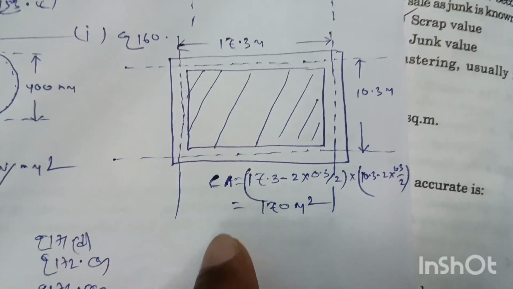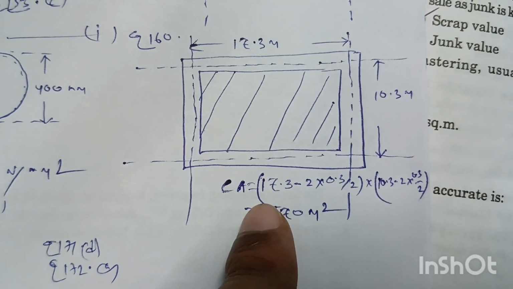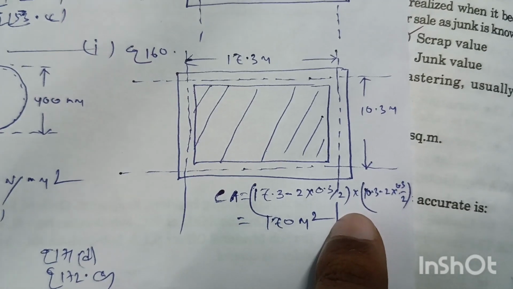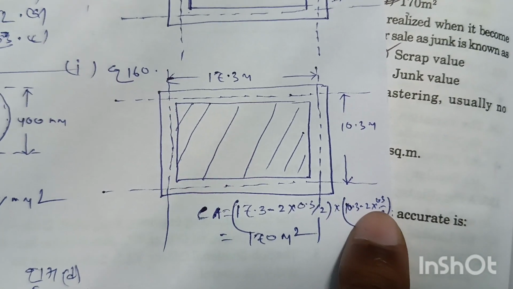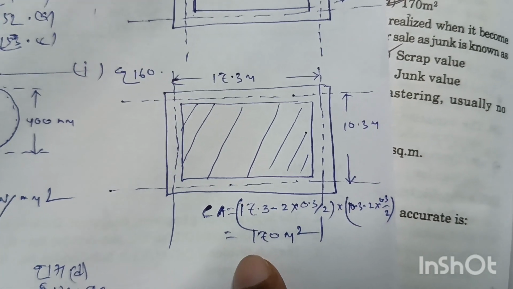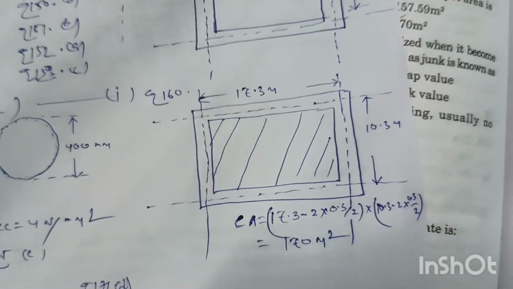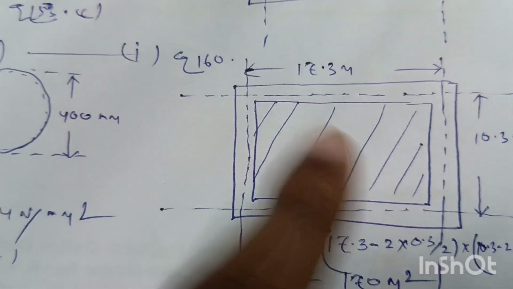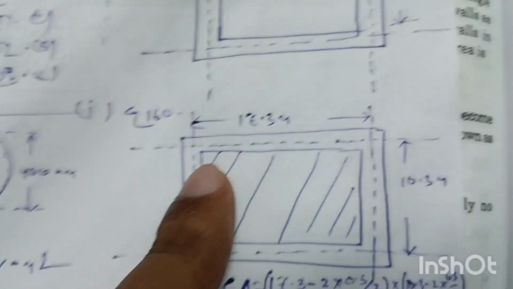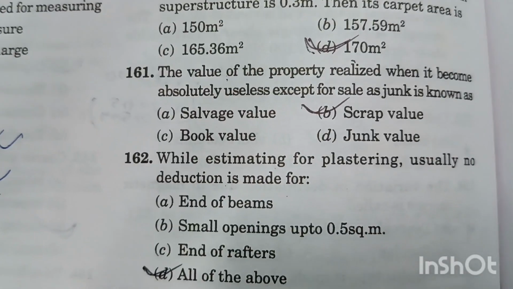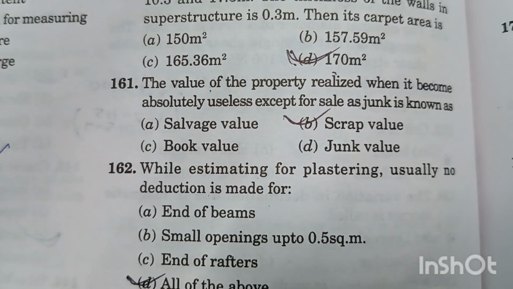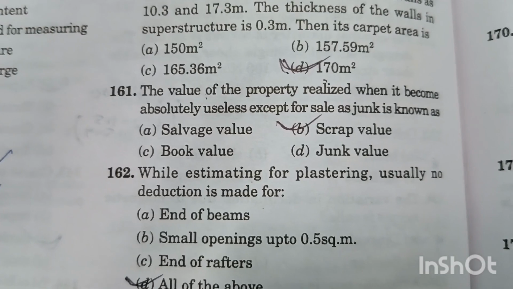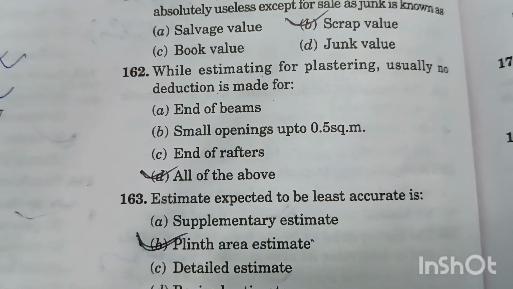So the carpet area will be equal to (17.3 minus 2 into 0.3 by 2) into (10.3 minus 2 into 0.3 by 2), which will be equal to 170 meter square. That will be the carpet area, and it is the floor area and inside dimension where we will cover the carpet. Question number 161. The value of the property realized when it becomes absolutely useless except for sale as junk is known as scrap value. Option B is the right answer. Question number 162.